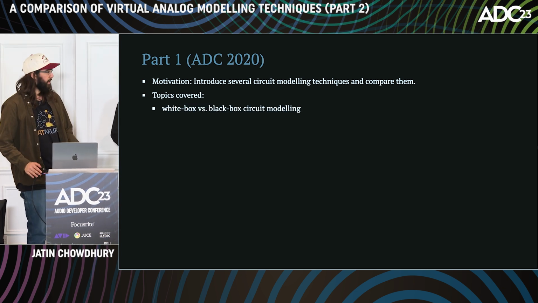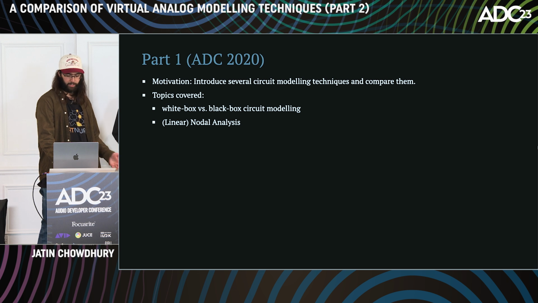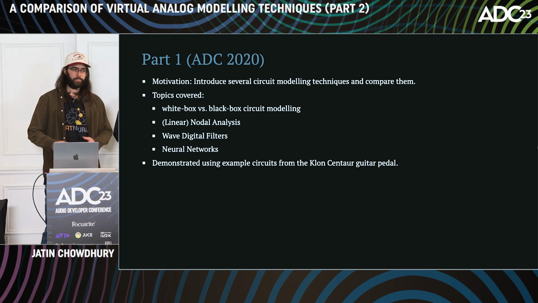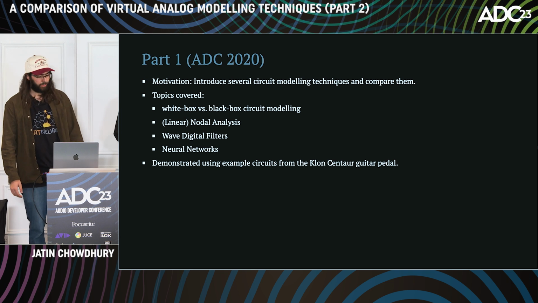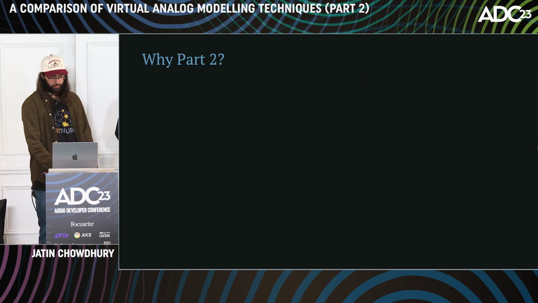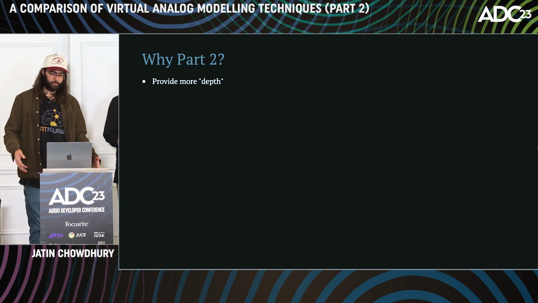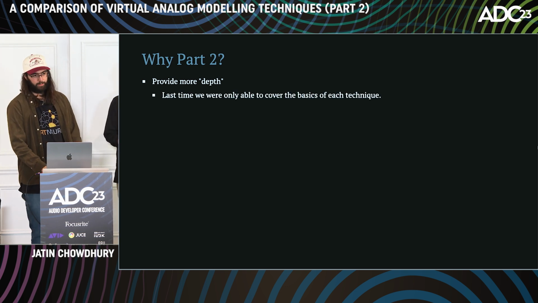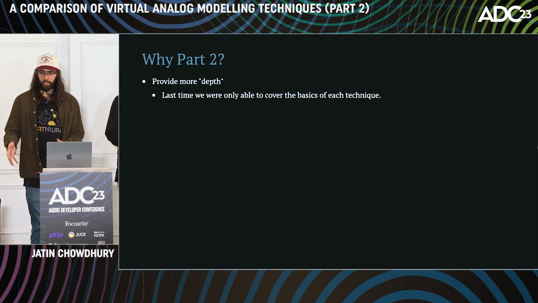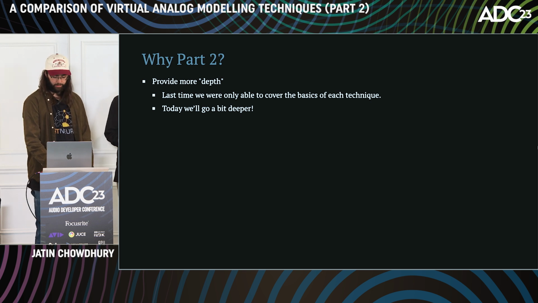We covered white box versus black box circuit modeling. We talked about nodal analysis, wave digital filters, neural networks, and we used a bunch of example circuits from this guitar pedal called the Klon Centaur. The reason why I wanted to give a part 2 is, first of all, to go in a bit more depth on some of the things we talked about last time. Last time we were only able to talk about some of the more basic ideas with each of those modeling techniques. So we'll go a bit deeper today and talk about some extensions on things.